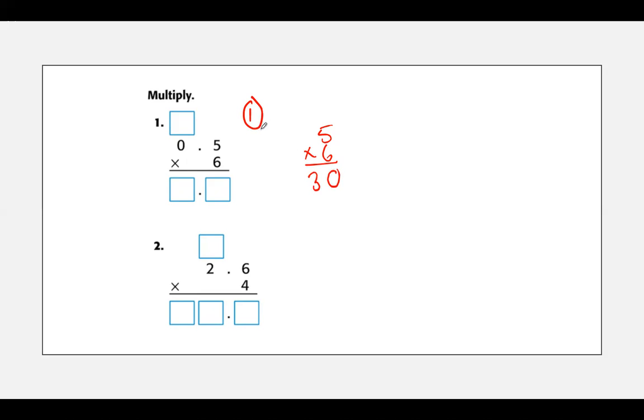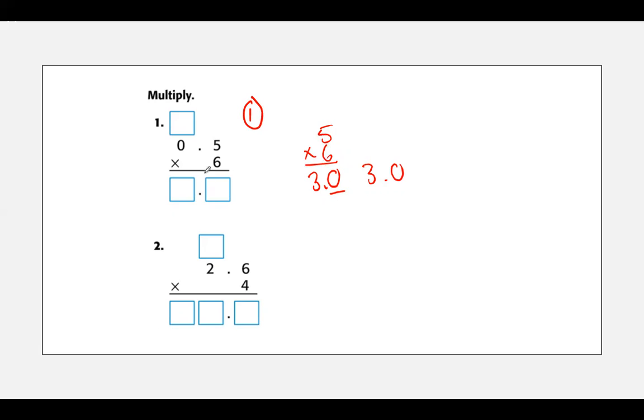Now I need to put my decimal point back in. How many numbers do I need to have behind or to the right of the decimal point? 1. So I go 1. My answer is 3.0. Okay.